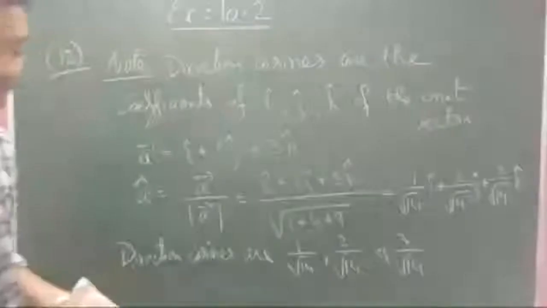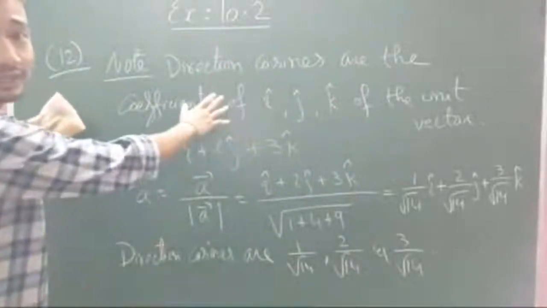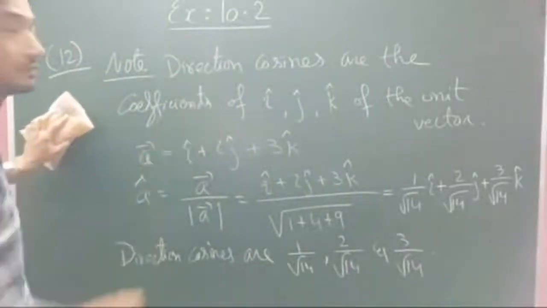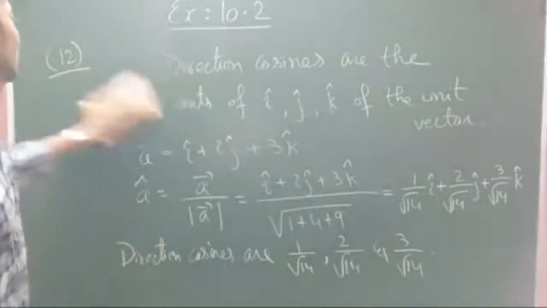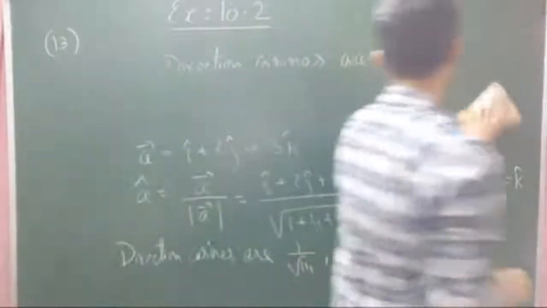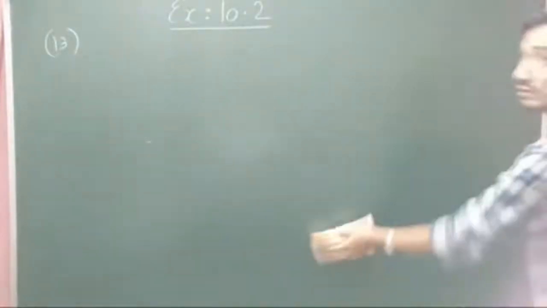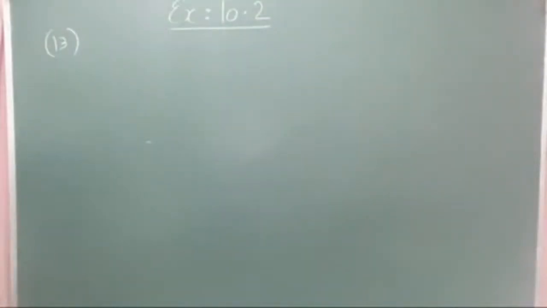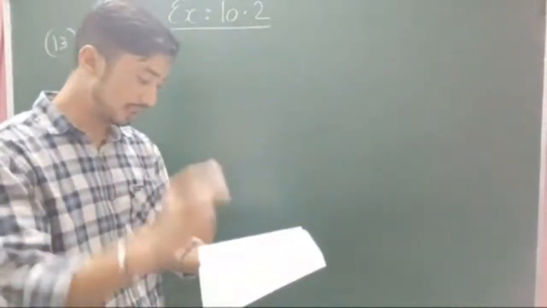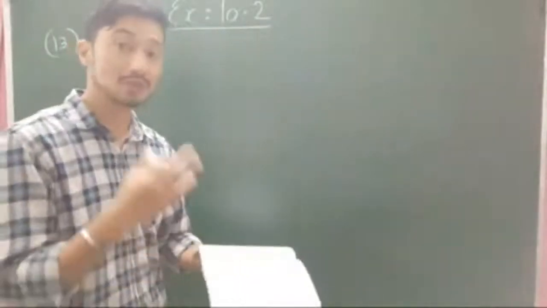Okay, all right, let's move to the next question, that is number 13. We are going to be using this again in 13 also. I hope you have written it down. Question number 13: find the direction cosines of the vector joining the points A and B directed from A to B. The coordinates are given, so you know what to do.